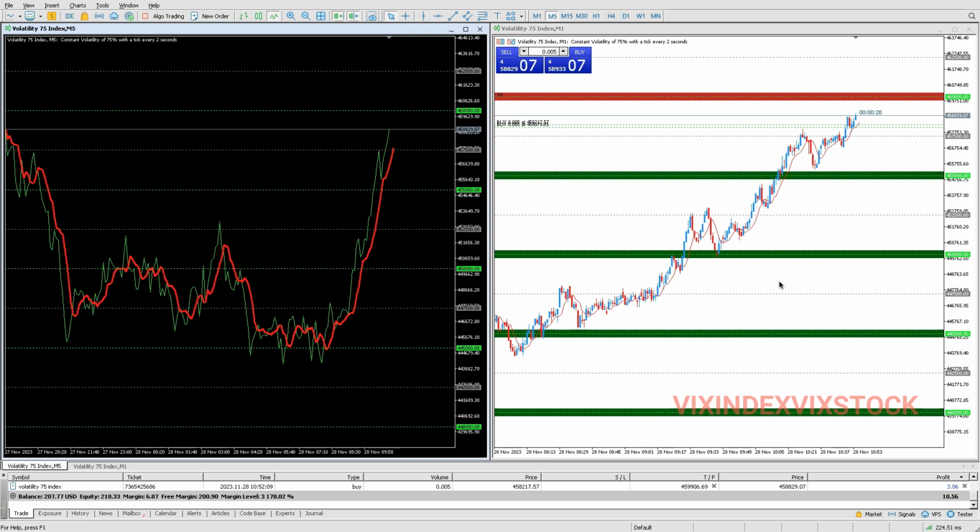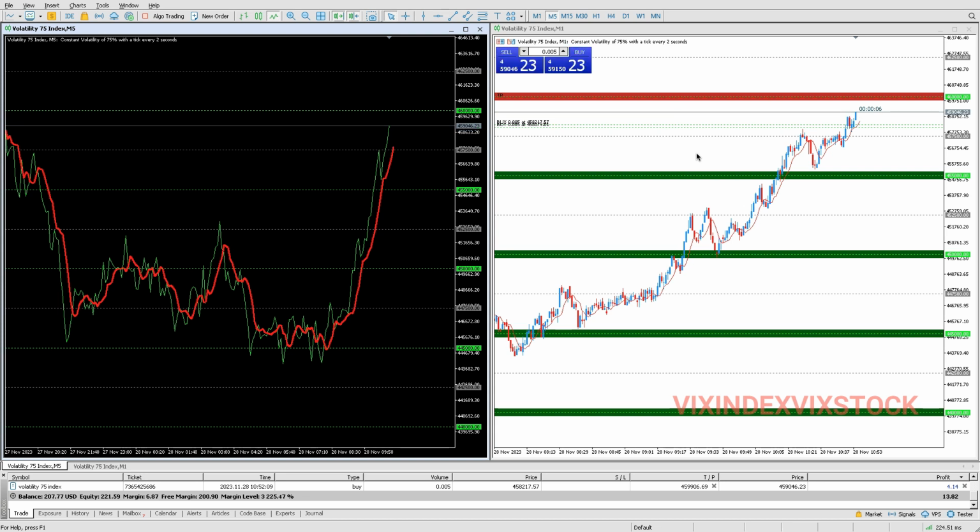So yeah, let's see as price comes to our level there, and hopefully I can demonstrate that it's very easy, guys, to make money with Vix 75. So easy to make money with volatility 75. Don't make things too hard.